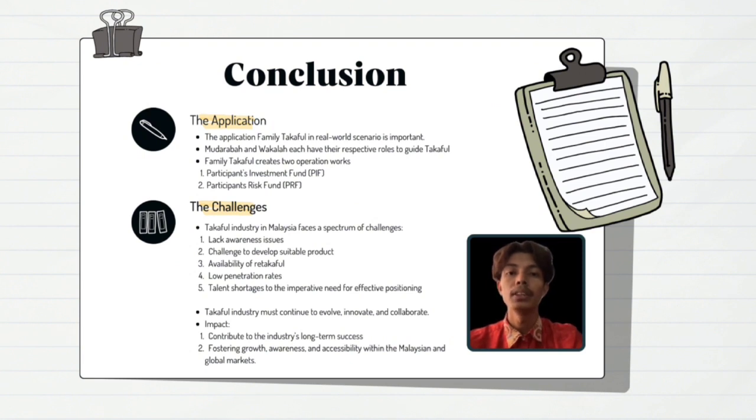Next, the takaful industry in Malaysia faces a spectrum of challenges, which are lack of awareness, challenges to develop suitable products, availability of re-takaful, low penetration rates, and the last one, talent shortage needed for effective positioning. In order to overcome these challenges, the takaful industry must continue to evolve, innovate, and collaborate. The commitment to overcoming these challenges will contribute to the industry's long-term success, fostering growth, awareness, and accessibility within the Malaysian and global market.